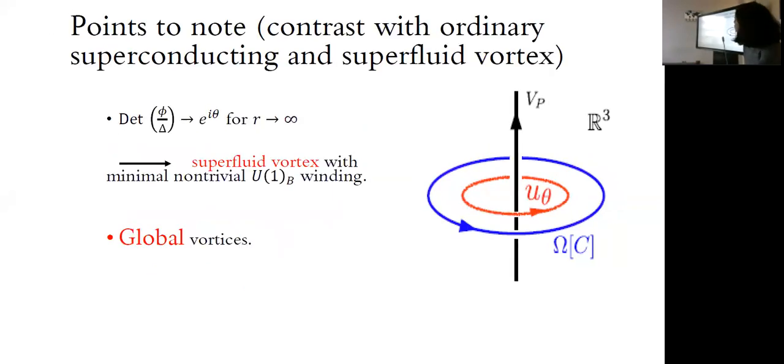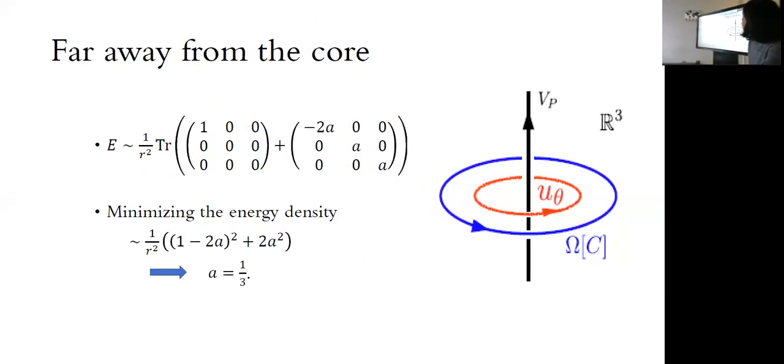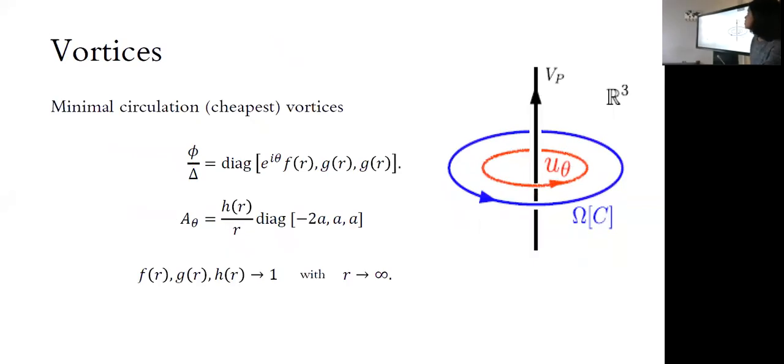So number one point to notice is that the determinant of the phi goes as e to the i theta. I told you that the determinant of phi is really the superfluid order parameter. So if I wanted to make a superfluid vortex, I would have to have the determinant of phi going as e to the i theta around the axis. Now phi has to be single valued. That's why I cannot have fractional windings on the entry. So only one of the entries is to carry the full winding.